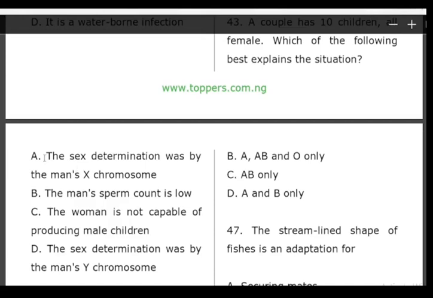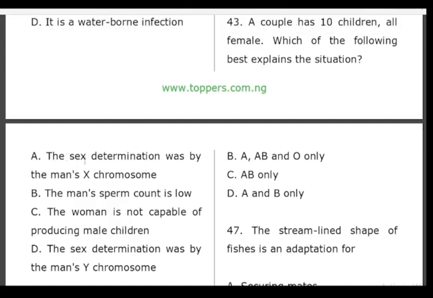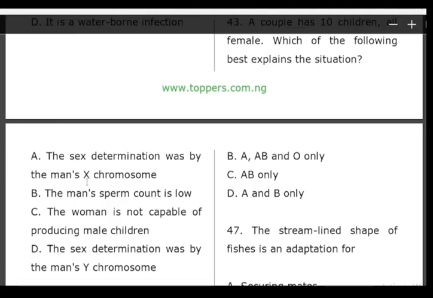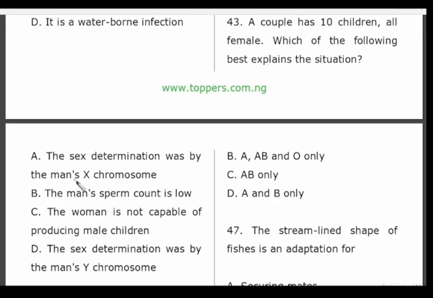So that means, looking at our options here, the answer is that the sex determination was by the man's X chromosome. The man donated the X chromosome, and that brought about all of the offspring being females. It has nothing to do with the man's sperm cell count, because being low has nothing to do with the ability to produce either male or female. And it is also not because the woman is incapable of producing male children. The woman will not have the ability to do that because the woman does not even possess the Y chromosome.